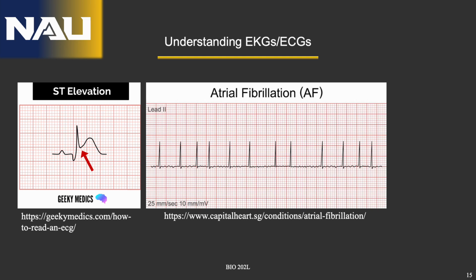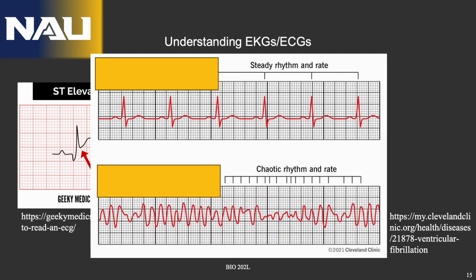In this pattern, you can see irregular and often rapid heartbeats with no distinct P waves. Instead, there are erratic, uncoordinated electrical signals in the atria. This results in an irregular heartbeat, which can lead to blood clots, stroke, and other heart-related conditions if not managed properly. How about this pattern here?